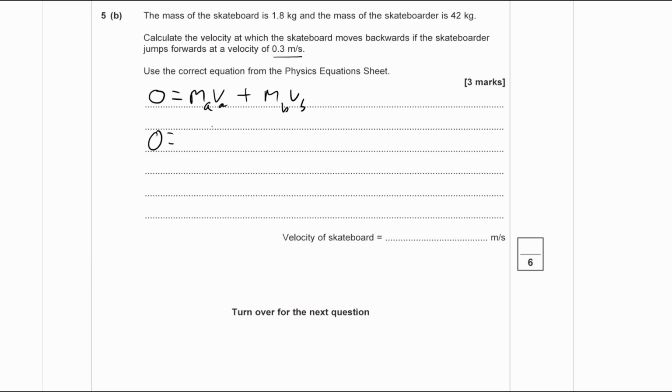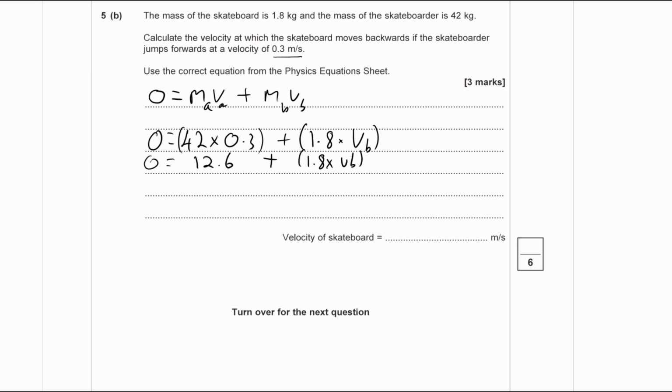Alright, so 0 is therefore equal to the mass of the skateboarder, which is 42 kilos, times by the velocity of the skateboarder, which was 0.3. Alright, and I'm going to say plus the mass of the skateboard, which was 1.8, times by the velocity, which was VB, and that's what we're trying to find. Okay? So if I put this into my calculator, I'm going to get that 12.6 is the momentum of the skateboarder. All right, 12.6 plus our 1.8 times by VB, our velocity, equals 0.